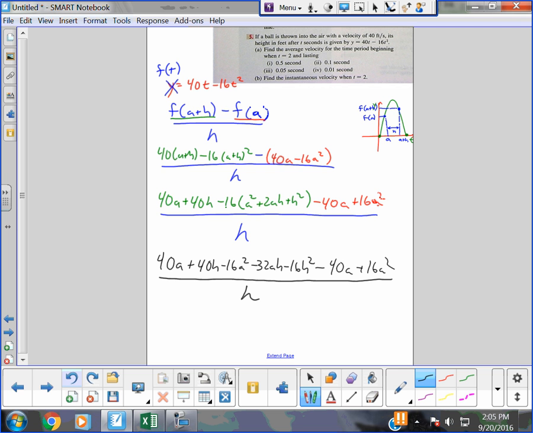Because what's the run over here? The run is h, okay? And the difference here, the rise, is f of a plus h minus f of a. And we're looking for the secant line, rise over run. All right. And we've done all this great work. Here we go. And now I'm going to start canceling. Let's see, 40a, negative 40a, negative 16a squared, 16a squared. Everything else has an h. Factor the h, cancel the h. I think this comes out to be 40 minus 32a minus 16h.